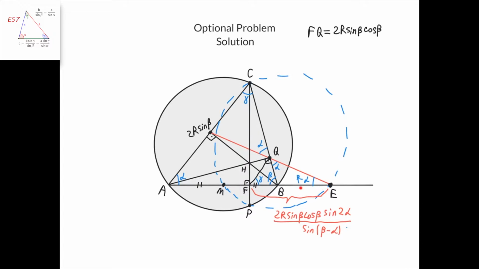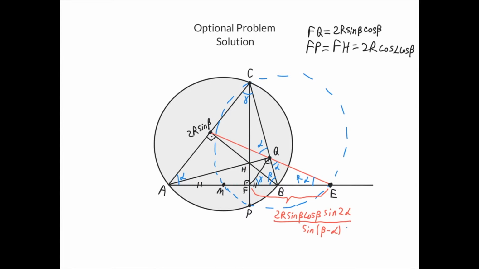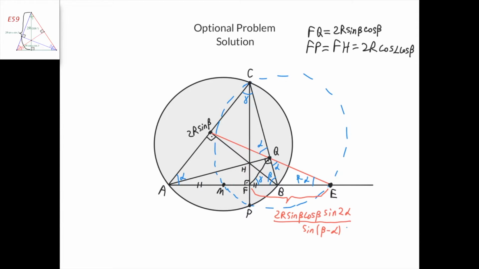And so this side equals this side times the sine of 2 alpha divided by sine of beta minus alpha. And so FE equals 2r sine beta cosine beta, which is FQ, times sine of 2 alpha divided by sine of beta minus alpha. For the length of FP, we know that FP equals FH, because H and P are symmetric with respect to AB, and FH we know equals 2 times r cosine alpha cosine beta. So we got that FP equals 2 times r cosine alpha cosine beta.